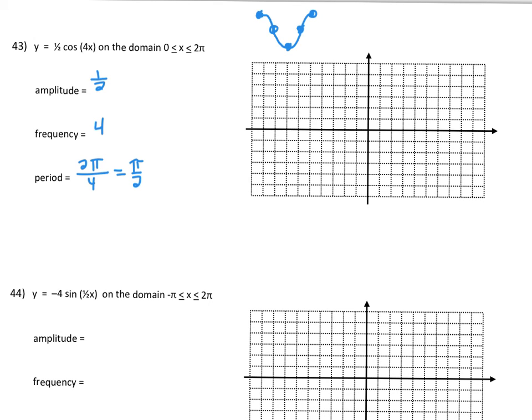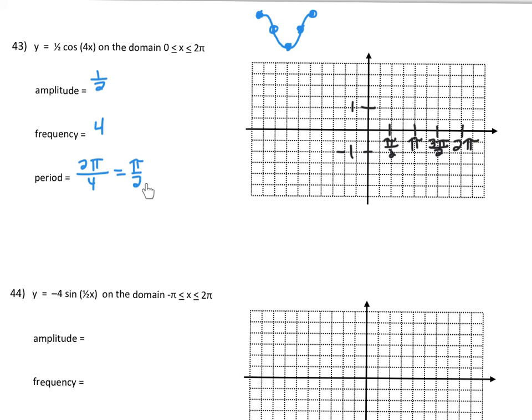Okay, now let me first just number the x and y axis. All right, so this is how I chose to number mine. You could number yours totally different. It's totally up to you. All right, so it says that the frequency is 4. That means between 0 and 2 pi, I have to fit 4 of these. So I have to fit 1, 2, 3, 4.